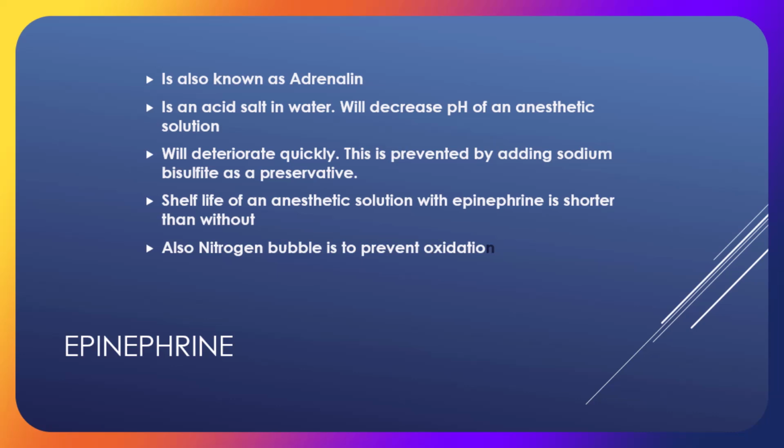Sodium bisulfite is a preservative. Sodium hydroxide is a buffer that adjusts the pH of the solution. Sodium chloride creates an isotonic solution that's more compatible with the tissues. So make sure you know the difference between sodium bisulfite as the preservative, sodium hydroxide, and sodium chloride.